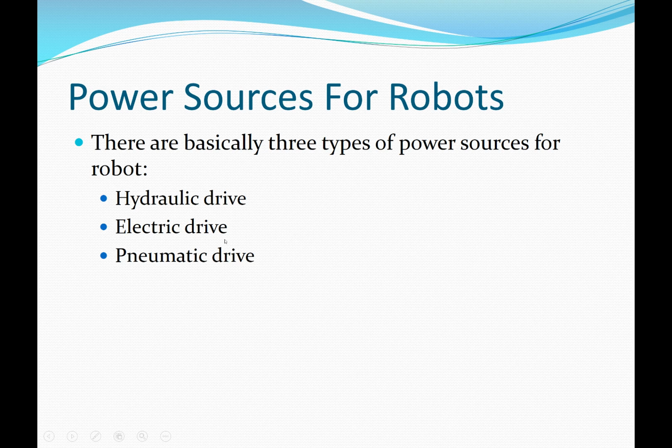Electric drive: a lot of your smaller motors, especially, will use electric drive to drive the arms. Now, these are the power sources for the arms, to move the arms. And then pneumatic is for very small motors, especially in areas in which oil would be bad.